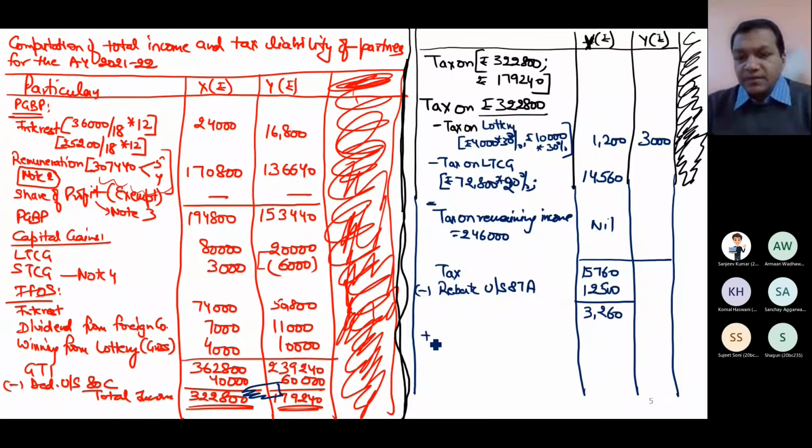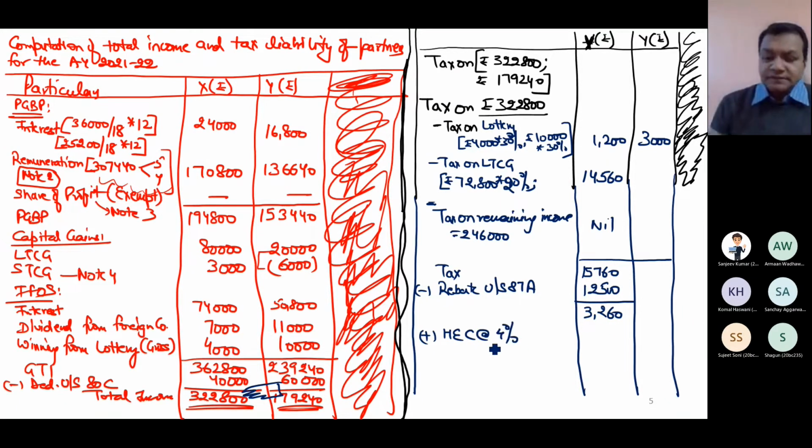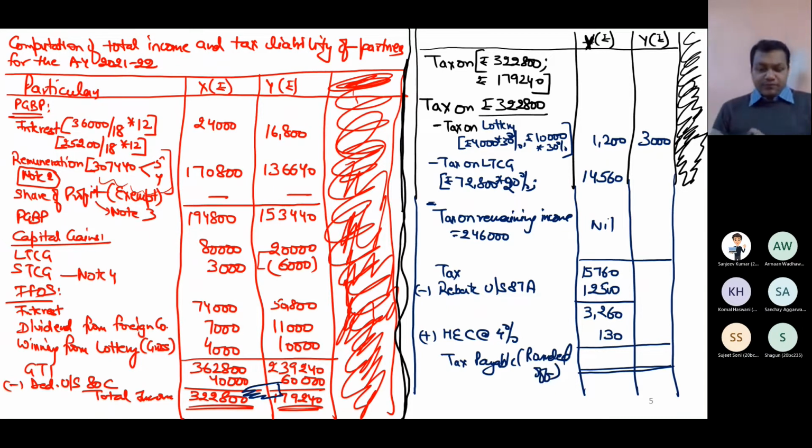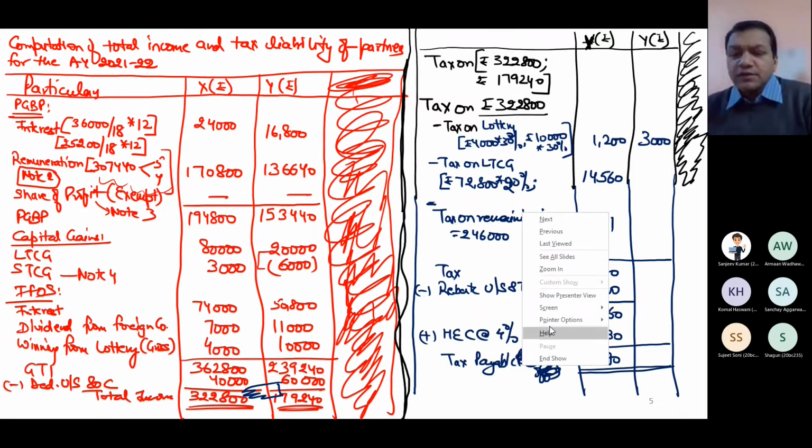3,260. Add surcharge nil because income does not exceed 50 lakh. So I'll be having only health and education cess at the rate of 4%, which is 130. This is what my tax payable is, and that too after rounded off: 3,390. There is no need to round it off. It is already rounded off, so you can skip this point.